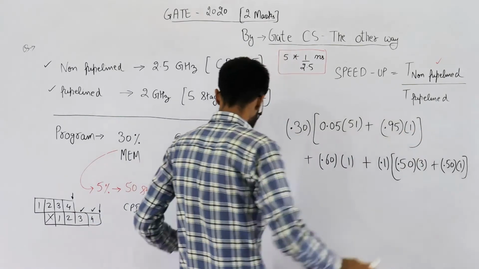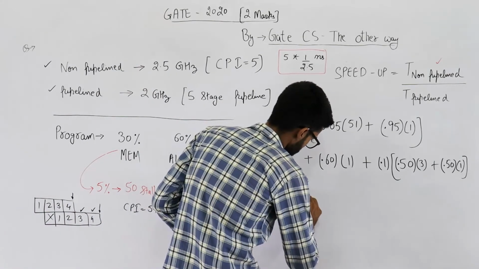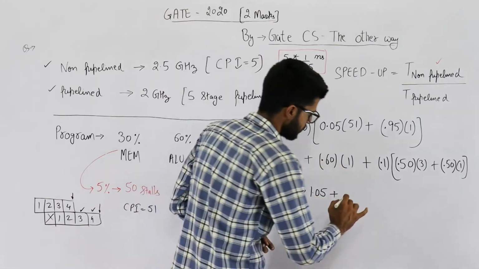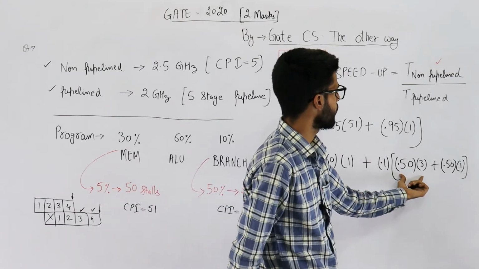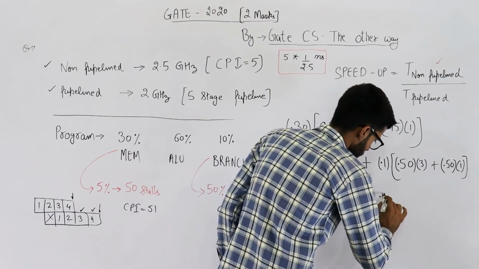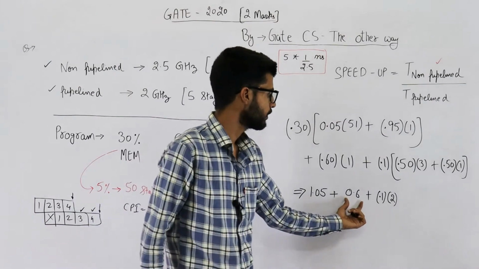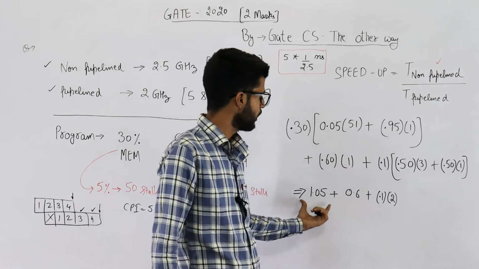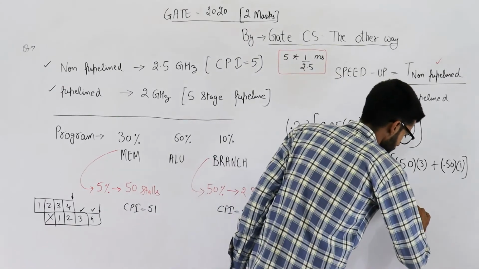This much is 1.05. So this is 1.05 plus 0.6 into 1 means 0.6. This is 5 threes are 15. 1.5 plus 0.5 is 2. That means 0.1 into 2. So 0.6 plus 0.2, this much becomes 0.8. And 1.05 plus 0.8 is 1.85.